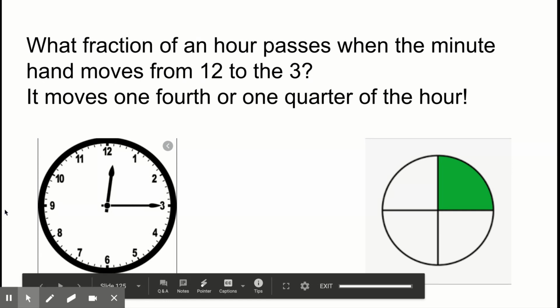When the minute hand moves to the 3, it's moved 15 minutes. It's also moved 1/4 of the hour. Oftentimes, when the minute hand is on the 3, you might hear people say, quarter past. That means it's a quarter past the hour.